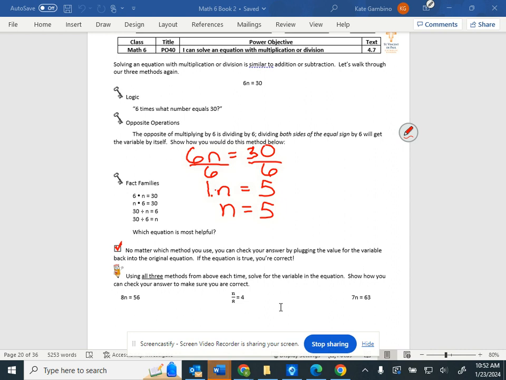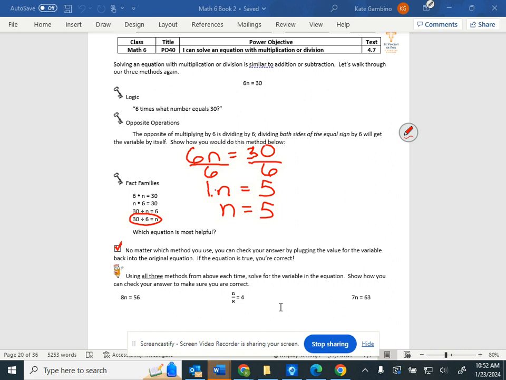Then we look at the same fact families we were looking at yesterday. 6 times n equals 30. N times 6 equals 30. 30 divided by n equals 6. 30 divided by 6 equals n. Which one of these is the most helpful? 30 divided by 6. That tells us our answer, what n is.